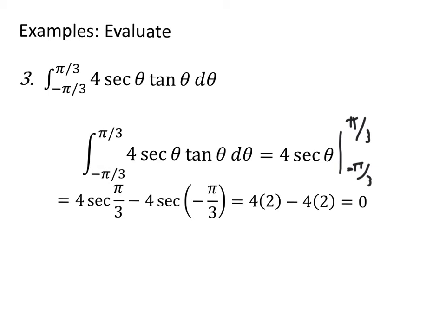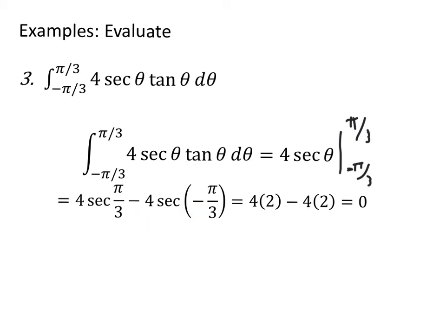The integral from negative pi over 3 to pi over 3 of 4 secant theta tangent theta. I just so happen to know that that 4 is a constant. It comes out in front. And the antiderivative of secant theta tangent theta is secant theta, because I could check by going backwards: the derivative of secant of theta is secant theta tangent theta. So I evaluate at my top limit of integration, subtract, evaluate at my bottom limit of integration.